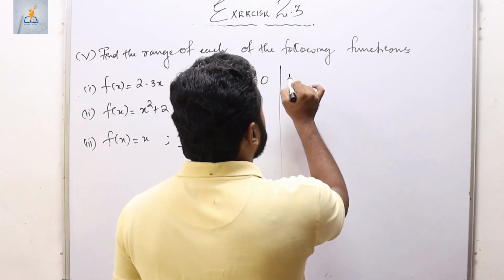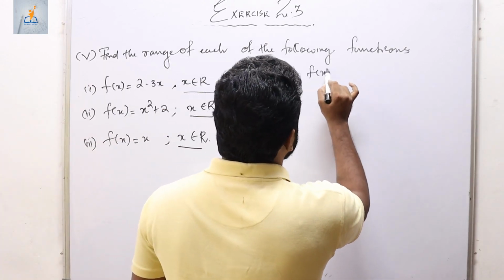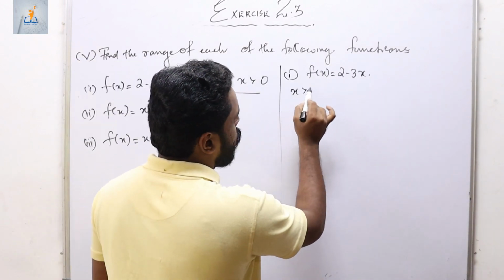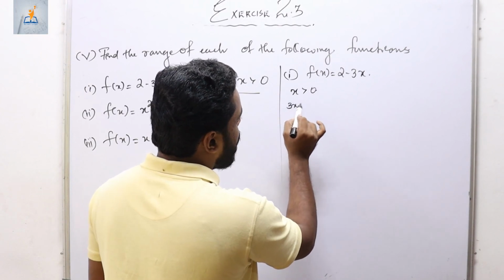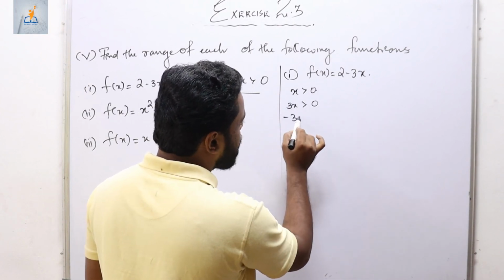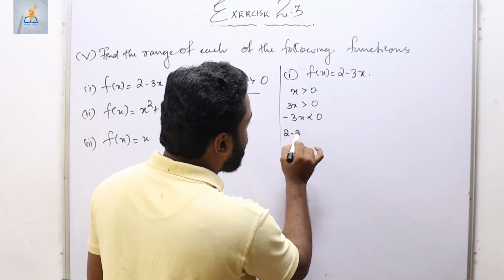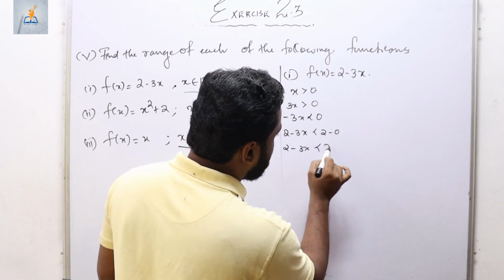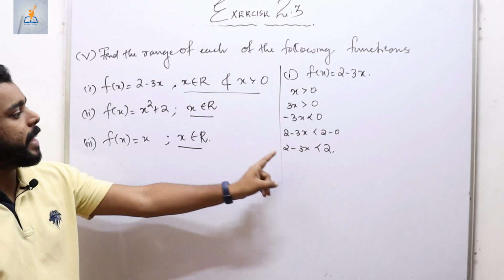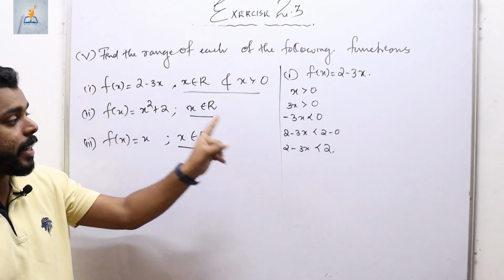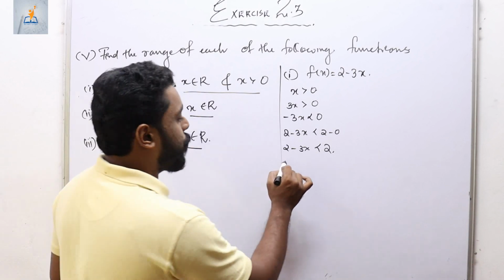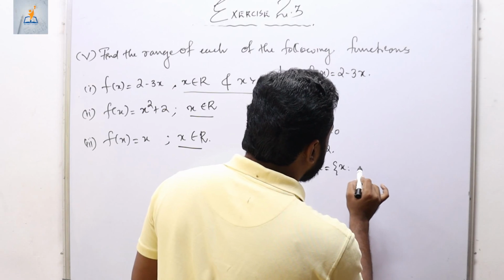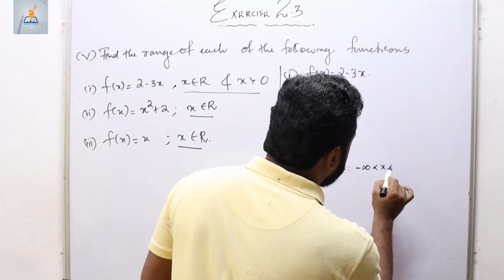Coming on to the first one, f of x is equal to 2 minus 3x. We are given that x is greater than 0, isn't it? So 3x will be again greater than 0. So minus 3x will be less than 0. So 2 minus 3x will be less than 2 minus 0, which means that 2 minus 3x is strictly less than 2. Which means that 2 minus 3x, which is the functional value, the range, is less than 2. Therefore, range is equal to the set of all x such that minus infinity less than x less than 2.